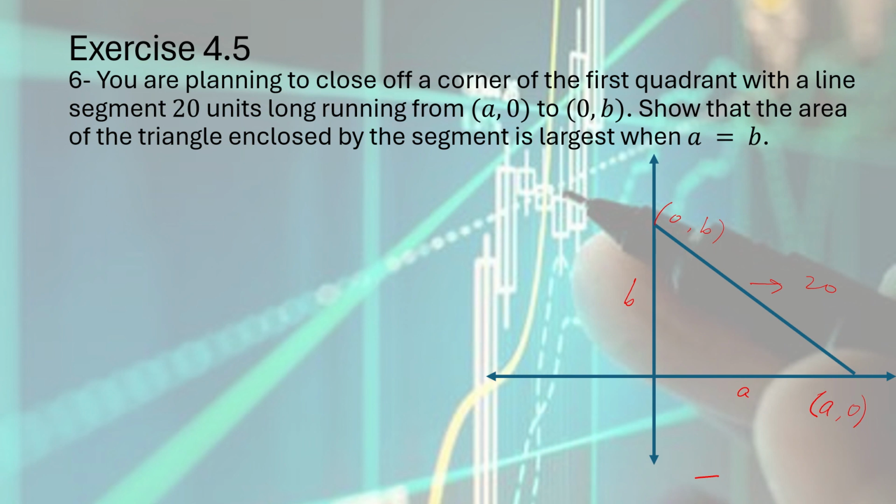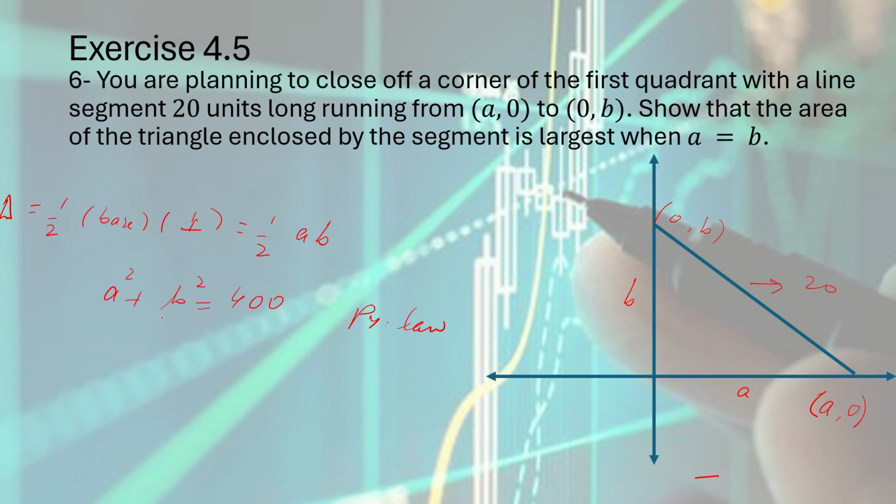Now we are interested to have the area to be maximum. What about the area of a right angle triangle? We know that area of a triangle is half base into altitude. In this case, base is A, so half into A multiplied by B. Okay, so the area function is half AB, whereas we are also given that the length of this is 20 and it's a right angle triangle, so we should have A square plus B square is equal to 400 by using Pythagoras law.